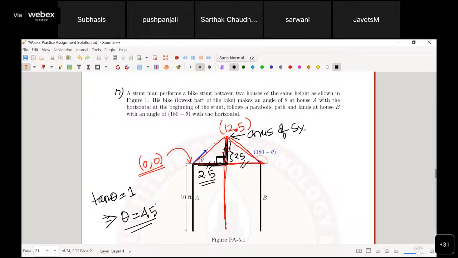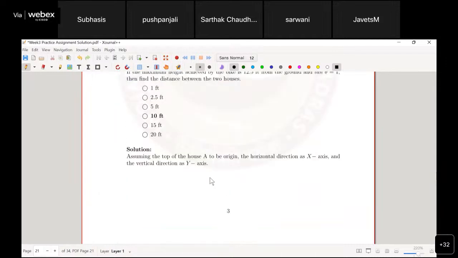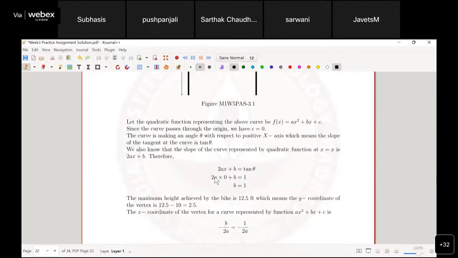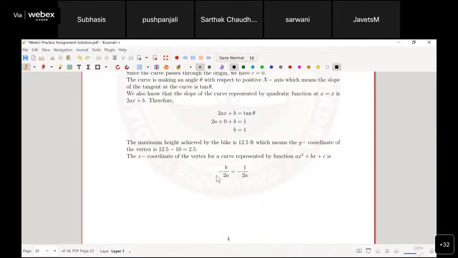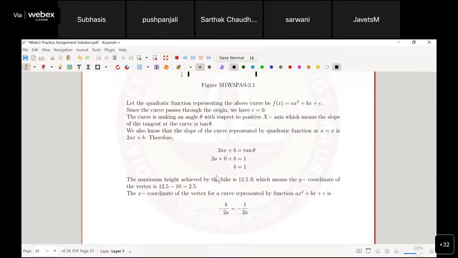So since this is the axis of symmetry, they should form similar triangles. So in that case this length and this length should be the same, and you should get 2.5 plus 2.5. And what about the calculation given in the question, whether it's correct? Have you checked all the calculation over here?